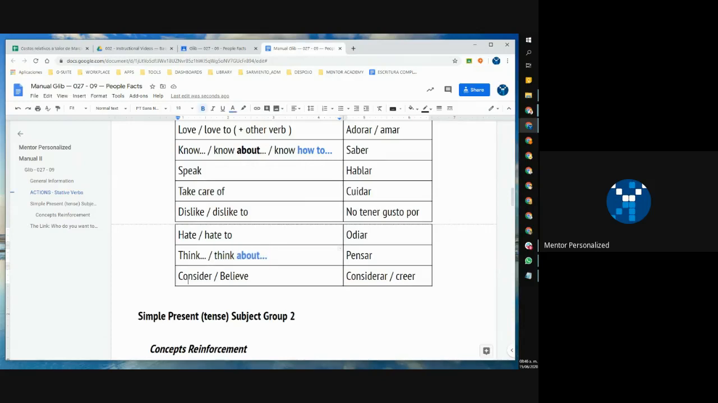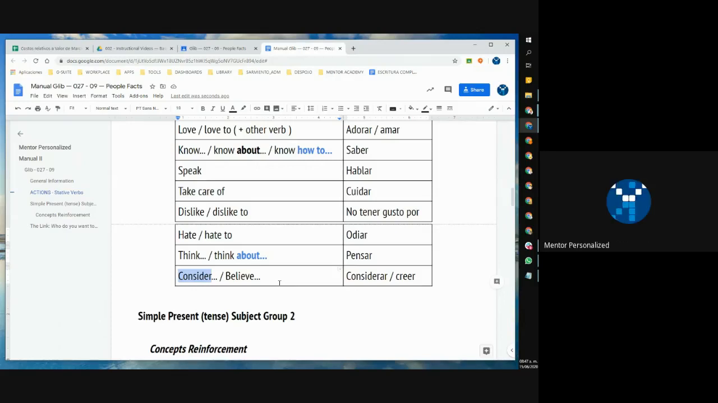And finally, we have consider. Repeat. Consider, and believe. Similar to think. I consider it is important to study every day. Repeat. I consider it is important that you study every day. You study every day. Very good.